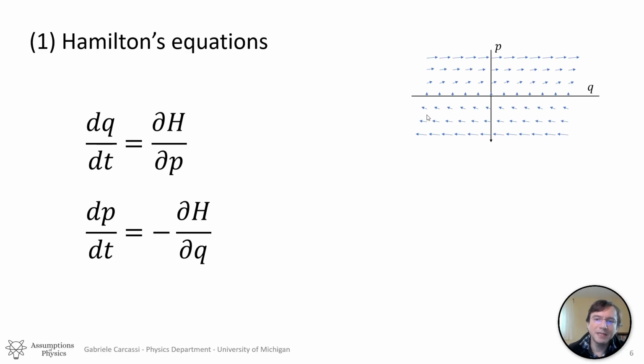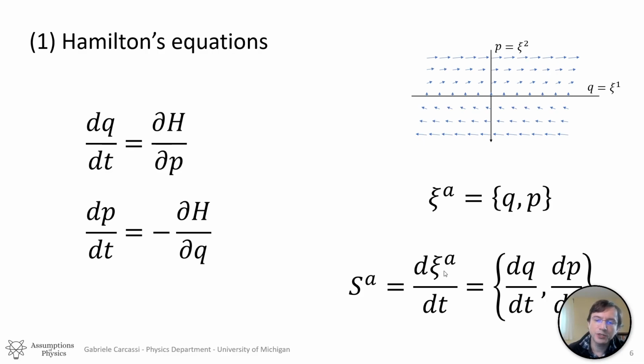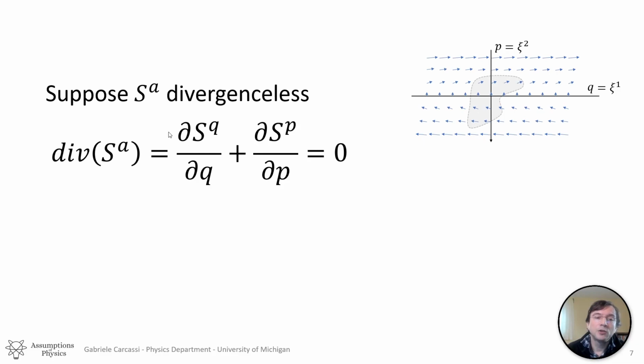To make the math a little easier to follow later, we'll introduce a generalized coordinate called eta, where eta 1 is going to be q and eta 2 is going to be p. And then we'll call this vector field S, which is just the displacement of eta in time. So the components are going to be dq/dt and dp/dt. So S_q is dq/dt and S_p is dp/dt. And if you look at this now as a vector field, you can see that there is some curl action going on there. And that should give us the first idea. Suppose that the displacement vector field S is divergenceless, which means partial q of S_q plus partial p of S_p is equal to 0.